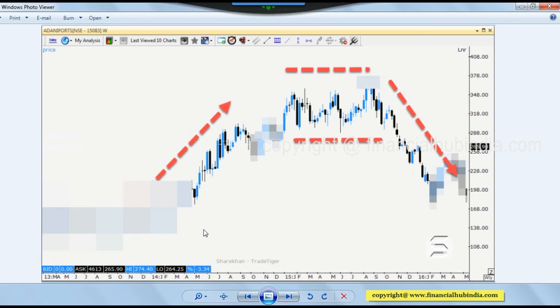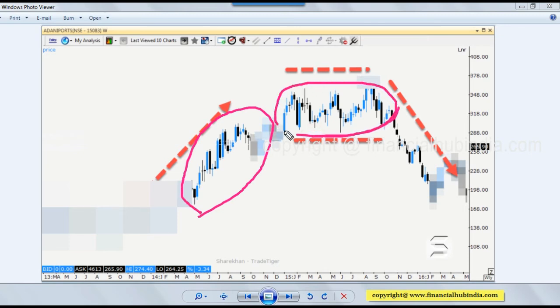All right. So I have this Adani Port weekly chart with you now. We can see three market conditions happening. Here the price was moving up. The price is in a flat market condition here, and here the price is in a downtrend momentum.